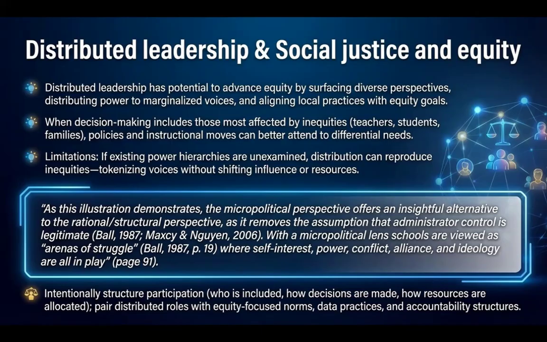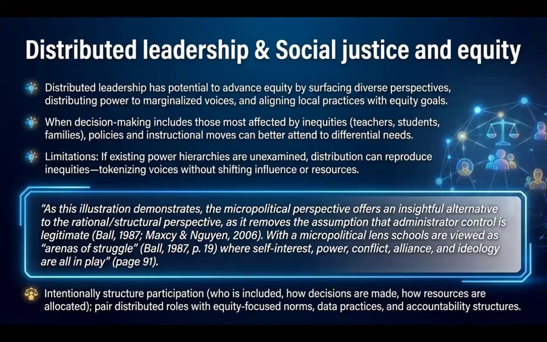As this illustration demonstrates, the micro-political perspective offers an insightful alternative to the rational structural perspective, as it removes the assumption that administrator control is legitimate. With a micro-political lens, schools are viewed as arenas of struggle where self-interested power, conflict, alliance, and ideology are all in play. And once again, we've all seen that in our school buildings.